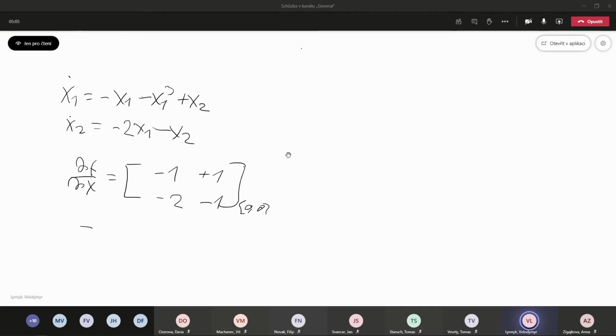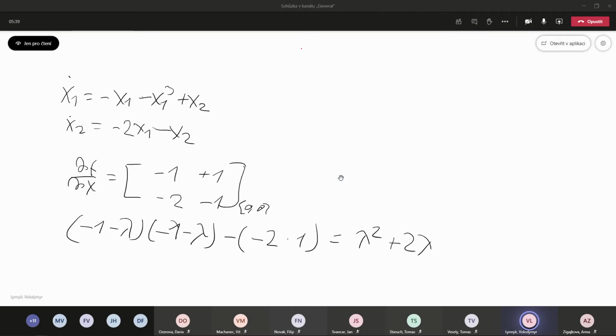Then minus 1 minus lambda, minus 1 minus lambda, minus 2, 1, equal to, and we know that it's lambda squared plus 2 lambda plus 3, I think something like this. And on this step you say okay.